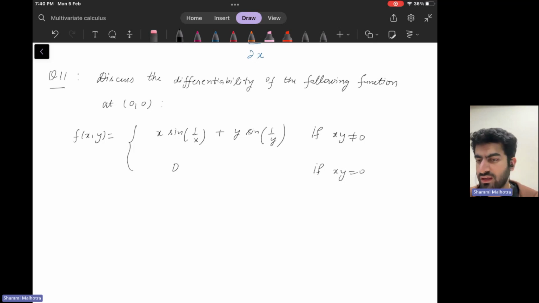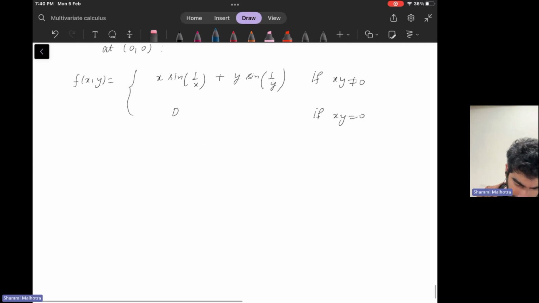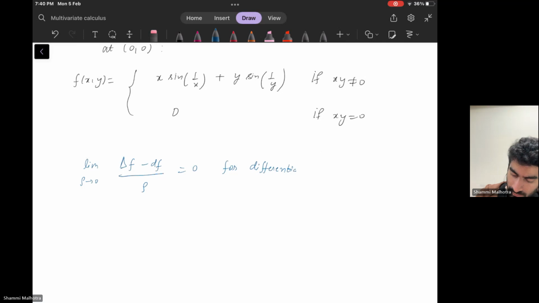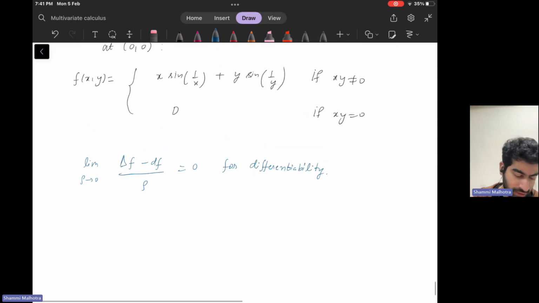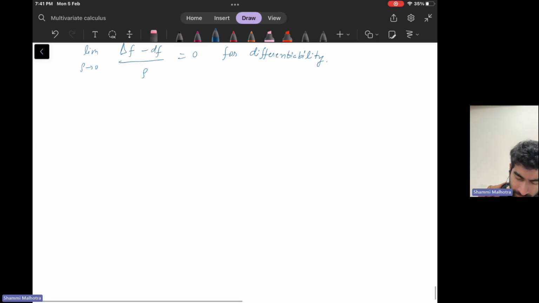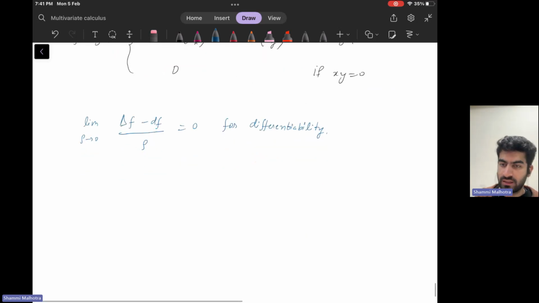So I have to discuss the differentiability again. As I told in the earlier question, to find the differentiability we just have to compute the limit as rho tends to 0 of (change in f minus df) divided by rho. This has to be 0 for differentiability. First of all, let us calculate the partial derivatives at (0, 0), since we have to check the differentiability at (0, 0).